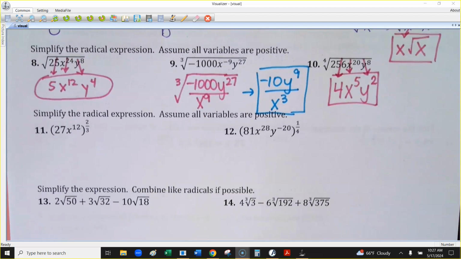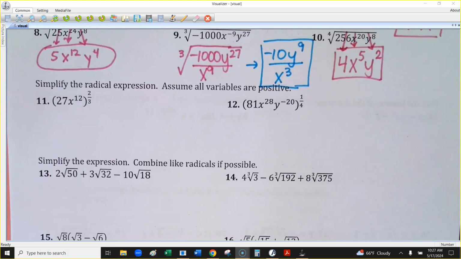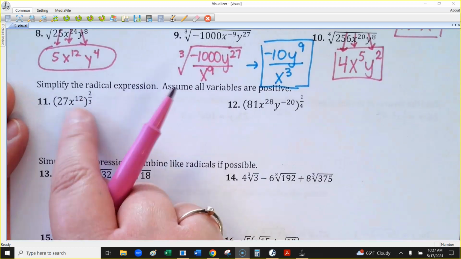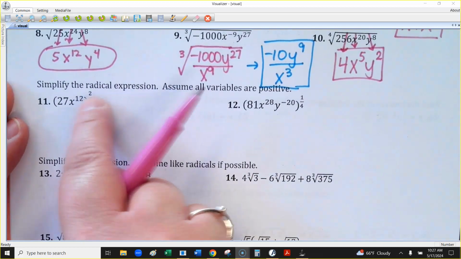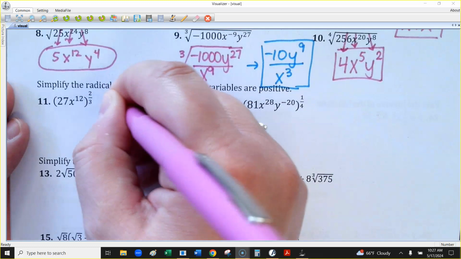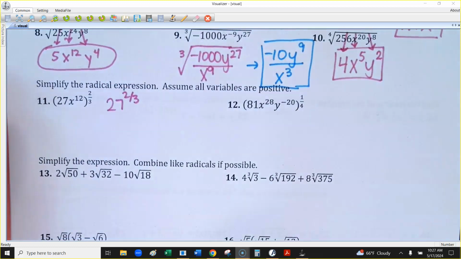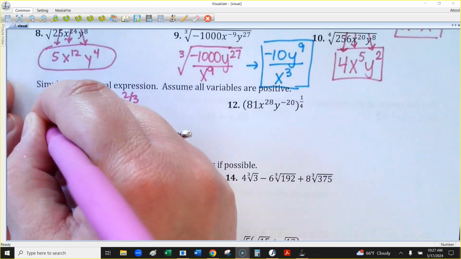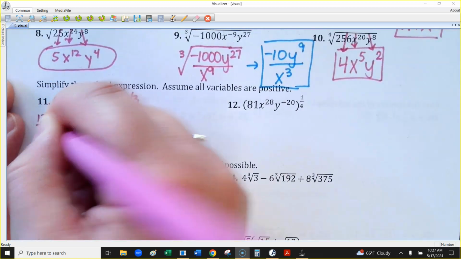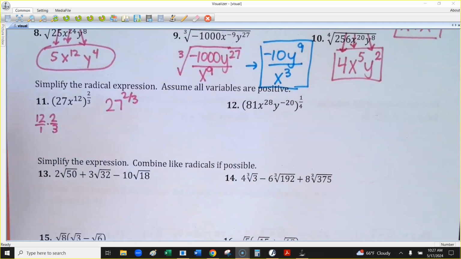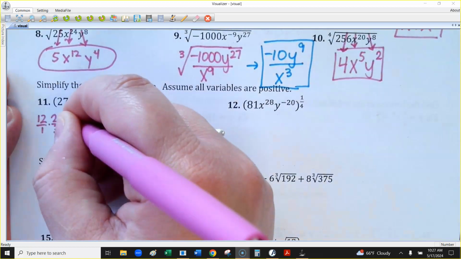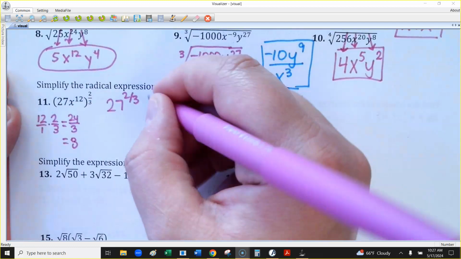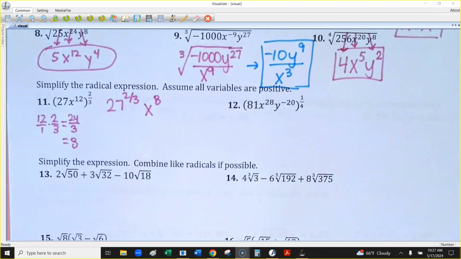Okay. Now, here's what I'm going to do. This is 27 to the 2/3 and then x to the 12th to the 2/3. So everybody gets a 2/3 power. So 27 to the 2/3. Now, if you have power to a power, I'm going to multiply the exponents. So I'm just going to do 12 times 2/3. And you don't have to break this down by hand. You can use a calculator, of course. So this is going to be 24 divided by 3, which is 8. So the exponent there would be x to the 8th. There's nothing more to do with that.